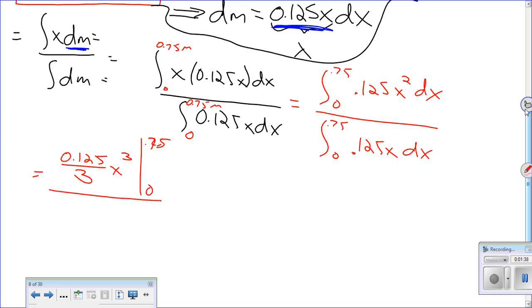Let's see, the bottom one. What do I have to take the derivative of to get 0.125x? 0.125 over 2 x squared from 0 to 0.75, right? Follow? And so now just simplify. Like put in 0.75 and put in 0 and subtract it out. Okay?